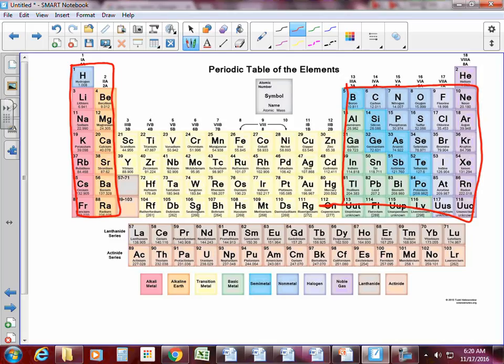Now, the ones in the middle, the transition metals, still do have bonding. It's just that they're different and really hard to figure out.